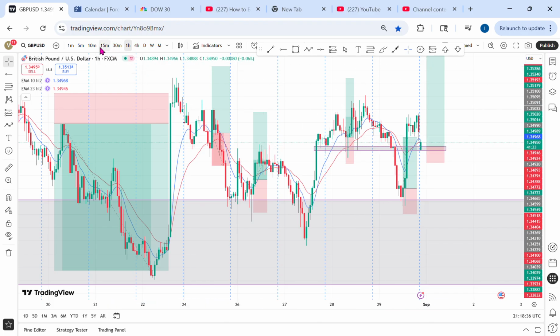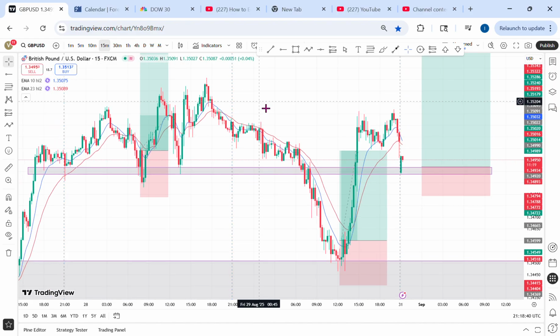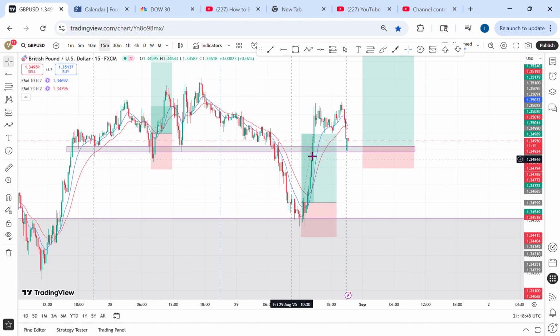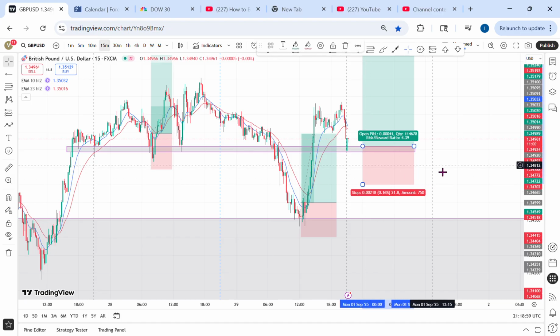Now let's go to the 15-minute time frame and our entry point. This is on the 15-minute time frame. Market is already testing it. We're waiting for a retest and let's wait for a confirmation on the 15-minute time frame. Once we have a confirmation, we're going to jump in for a buy on GBPUSD.